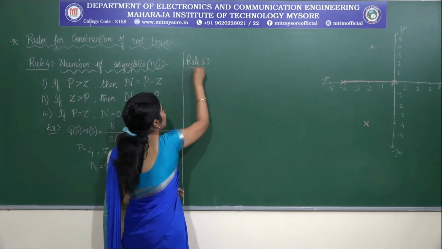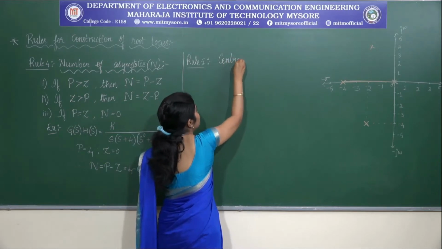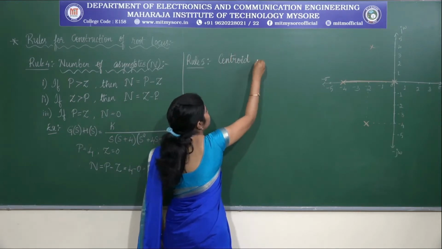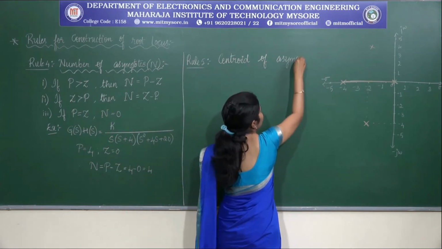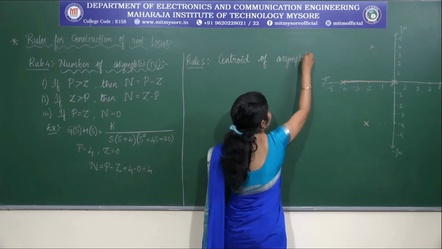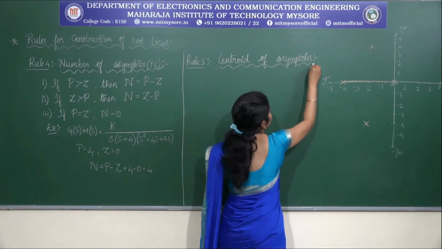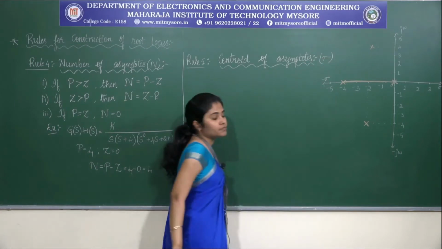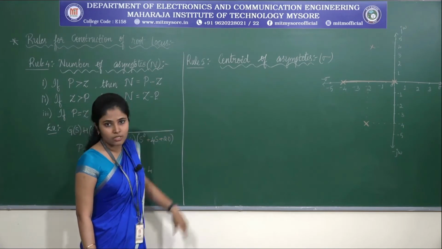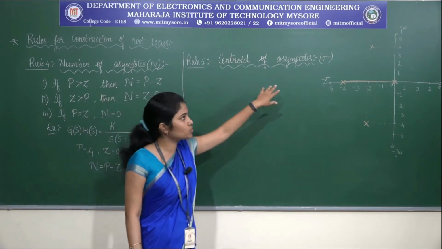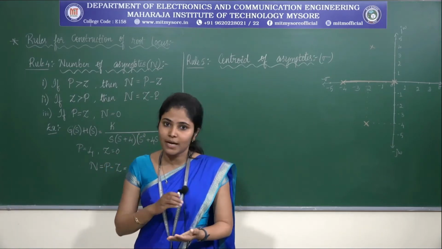In rule number 5, we try to find the centroid of asymptotes, which is denoted by sigma. So in rule 5, I need to find out the centroid. What is the centroid of asymptotes? Centroid is nothing but a point where all the asymptotes come and intersect.